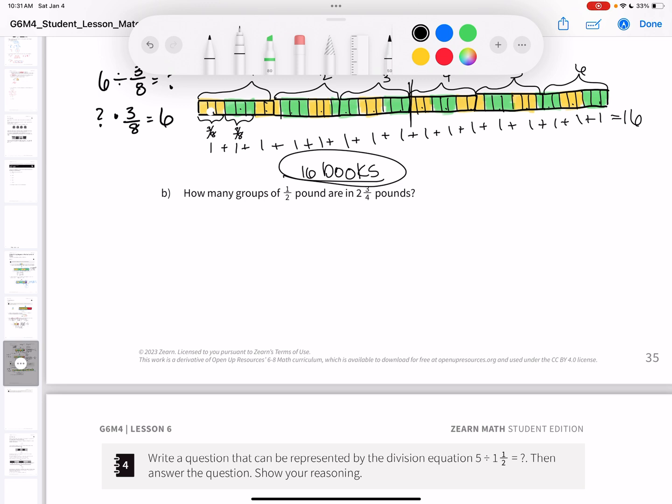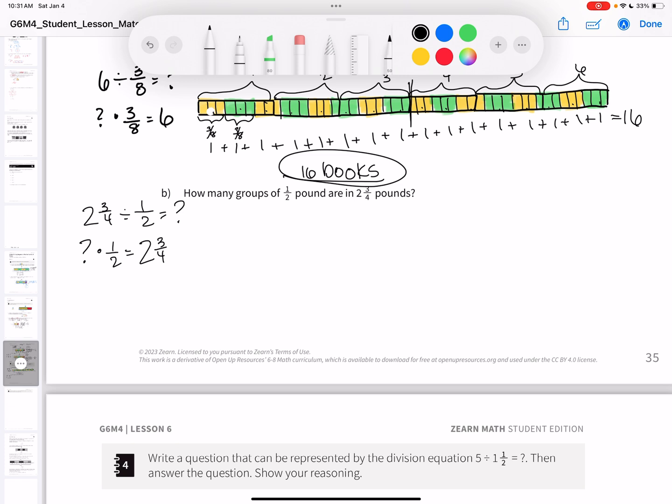Okay, here we go. So we have our multiplication or division equation. So we are going to do 2 3/4 divided by 1/2 equals something, or something times 1/2 equals 2 3/4.